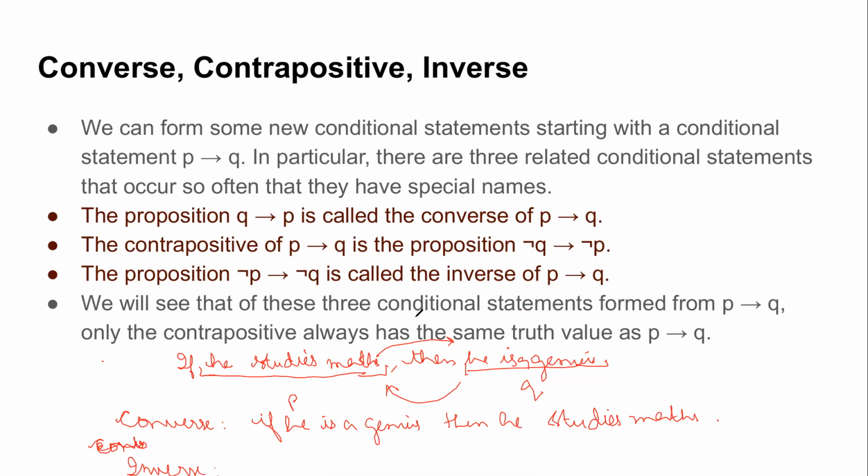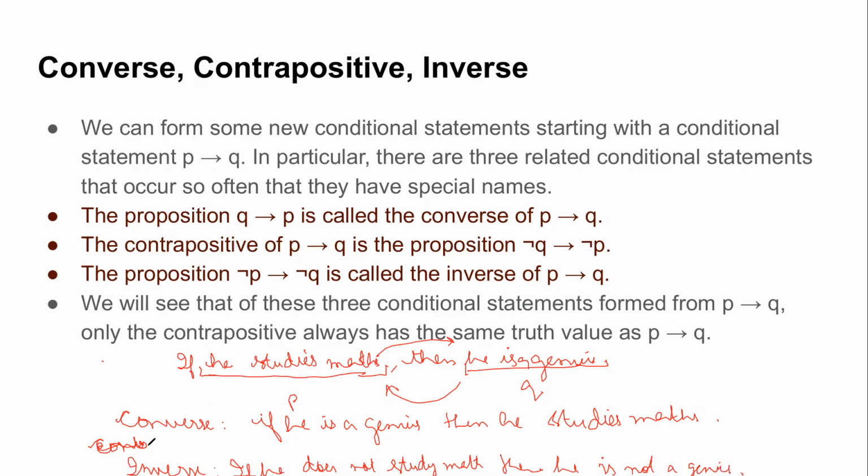Inverse simply means you don't flip the positions, only take their negation. Excellent, as simple as that. Okay, you just need to introduce a negation here. If he does not study maths, then he is not a genius.